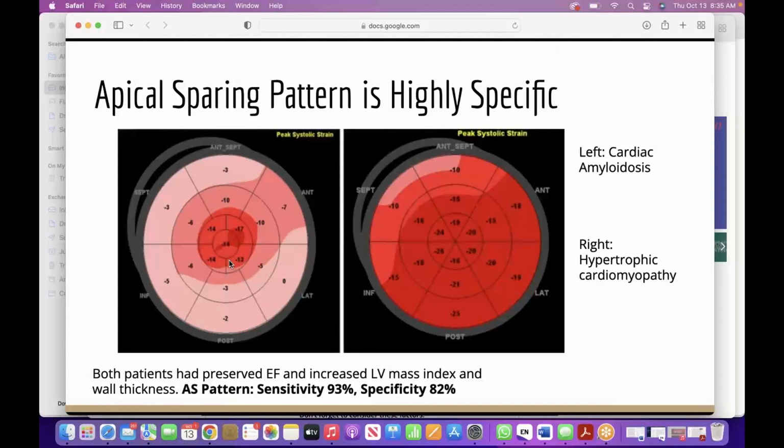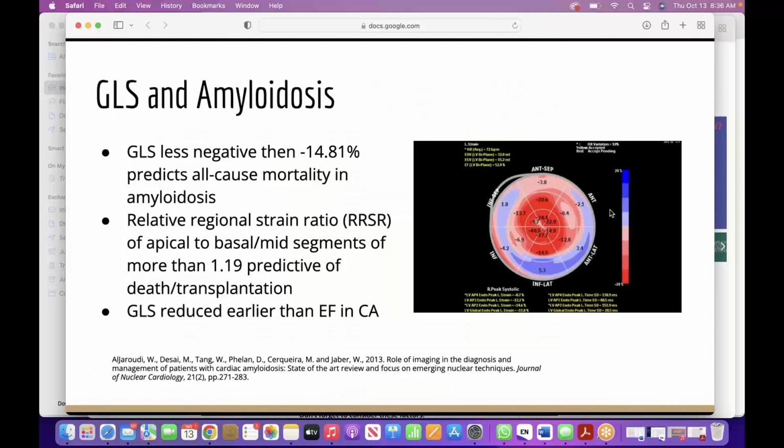On the right, you have a patient with hypertrophic cardiomyopathy where there's no such gradient, and the GLS is fairly preserved overall, which typically mirrors the ejection fraction in patients who have HCM. The sensitivity and specificity of this pattern was quite good, 93% sensitivity and 82% specificity in this initial analysis which described this.